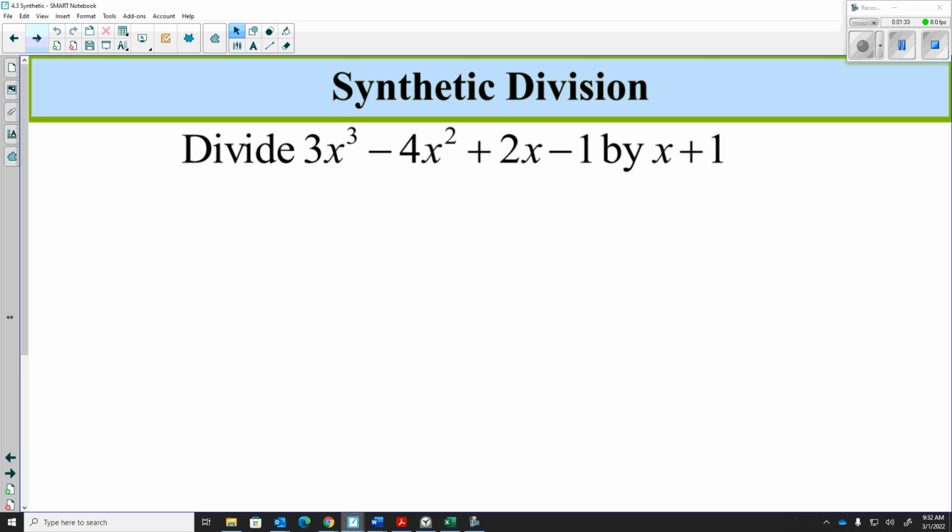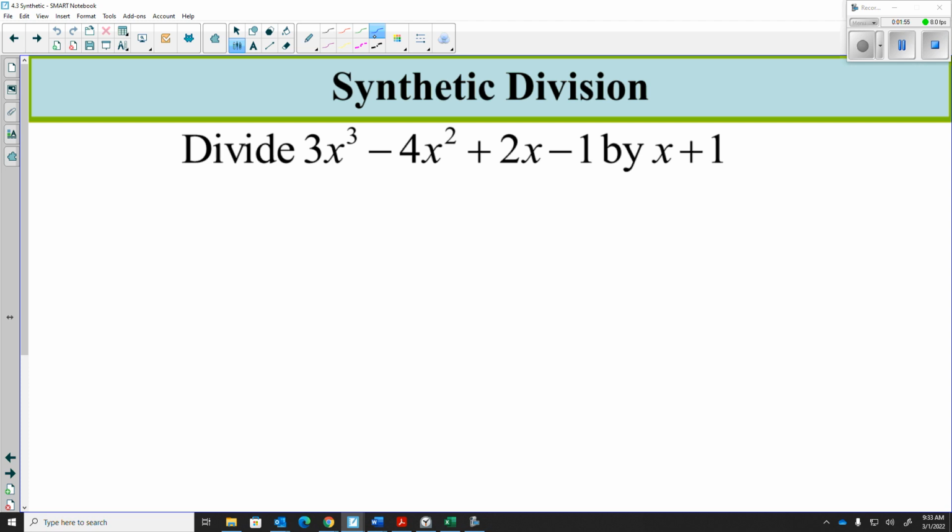So I've got 3x cubed minus 4x squared plus 2x minus 1, and I'm dividing it by x plus 1. We're going to use synthetic division to do this instead of long division. It's kind of a goofy setup, but once you get the setup, it's a pretty easy process to get through this, okay? So here's how we're going to start.